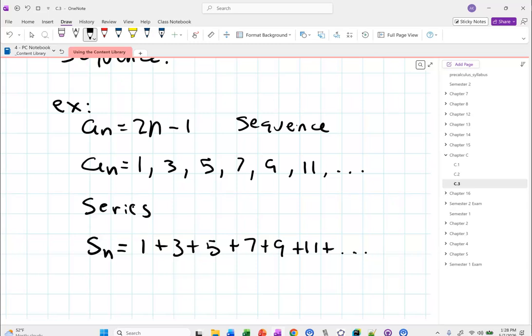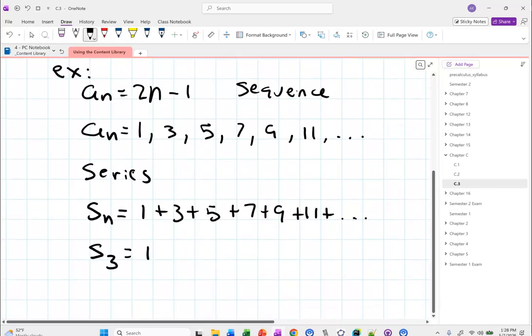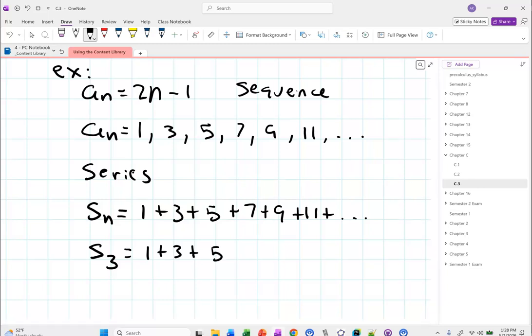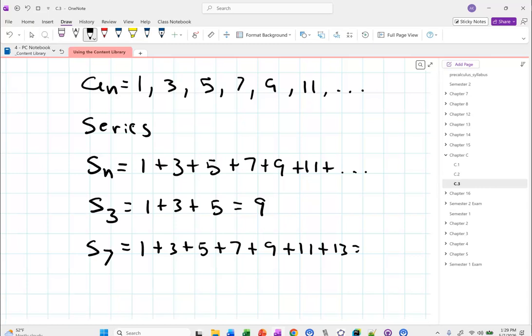Is everybody okay with that? So if I was to talk about S3, that's just the sum of the first three terms of our sequence. If I talk about S7, that's the sum of the first 7 terms of our sequence. 1, 2, 3, 4, 5, 6, 7, which is 14 times 2, or 14 times 2, okay, 49.